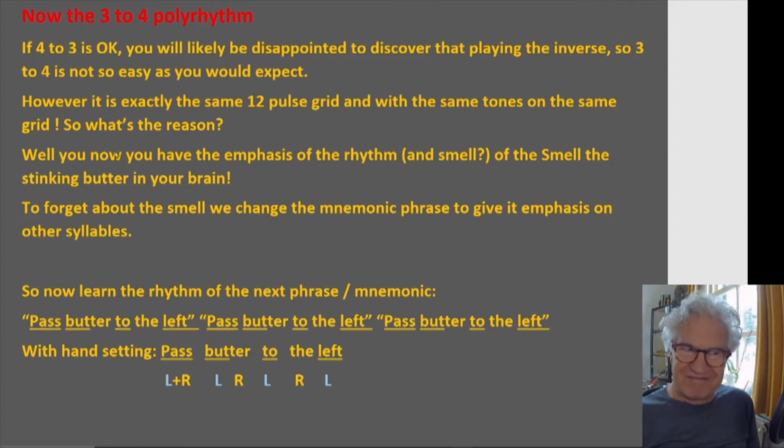So what's the reason? Well, you have the emphasis of the rhythm and maybe the smell of the stinking butter in your brain now. You have trained that. To forget about the smell, we change the mnemonic phrase to give it emphasis on other syllables, the syllables of the three of the triple timing. So now learn the rhythm of the next phrase.